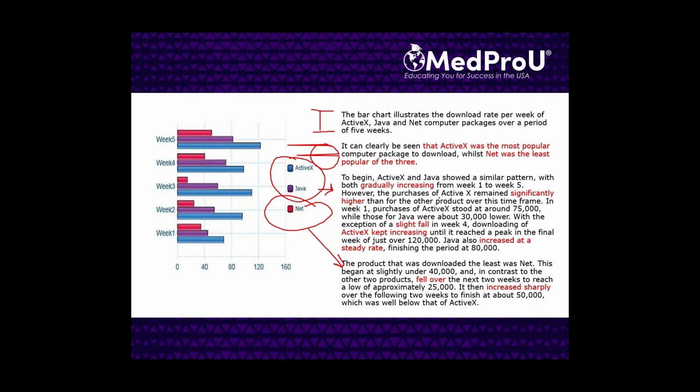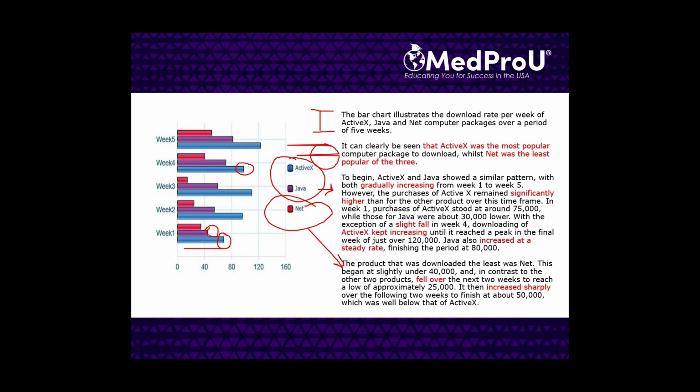So the purchase of ActiveX remains significantly higher. So we make comparisons. In week 1, the purchase of ActiveX stood at around 75,000. Okay. So that is the first week, while those for Java were 30,000 lower. Okay. So we talk about the first week. With the slight exception of a slight fall in week 4, we talk about week 4 because it's an exception.